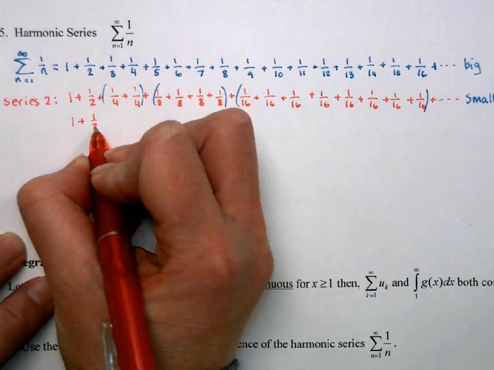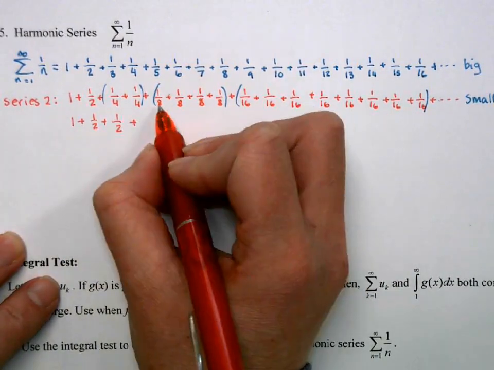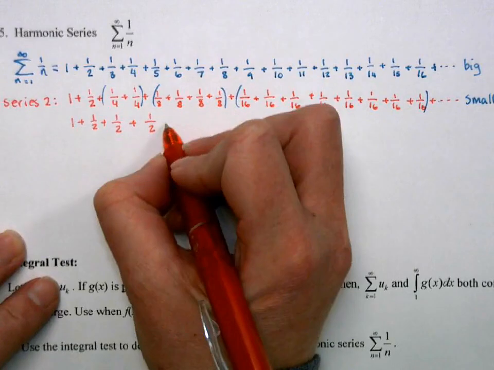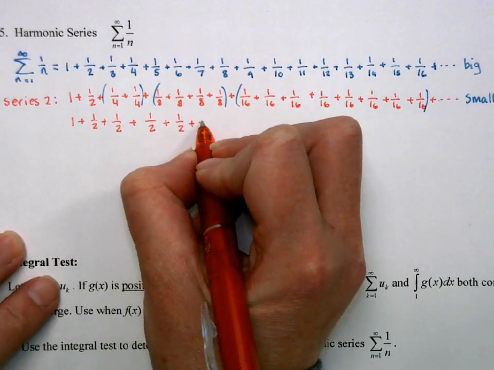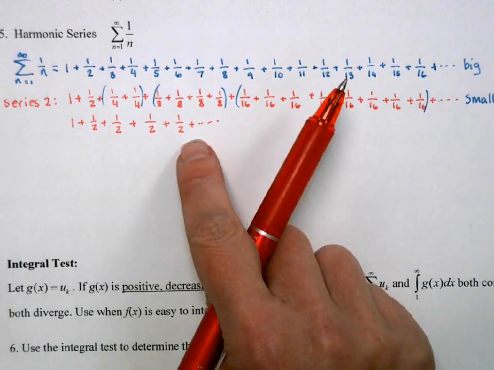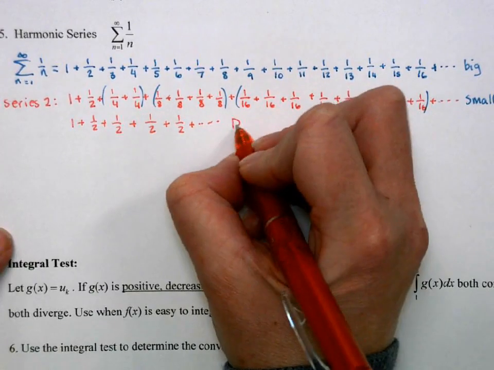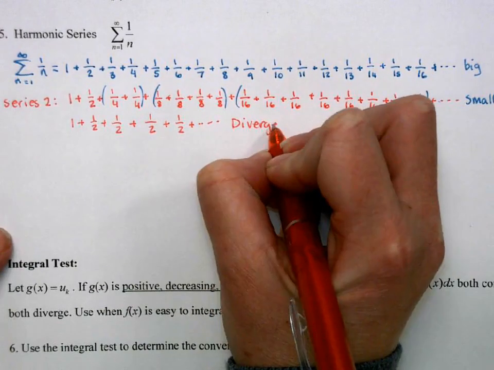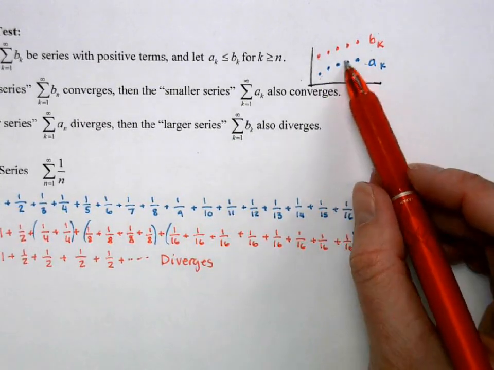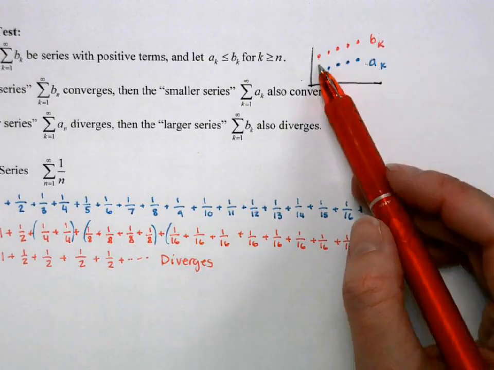Okay, if I add 1/4 and 1/4, I get 1/2. If I add 4 1/8, I get 1/2. If I add 8 16ths, we get 1/2. And so on. Well, the limit as we go to infinity of this for these terms is 1/2. We're adding 1/2 infinitely. So this series diverges. Okay, and we've said with the comparison test, if the small series diverges, then the big series must diverge. If this doesn't have a limit, it's going to essentially keep pushing this guy up.